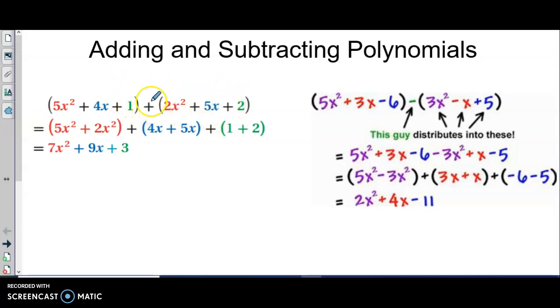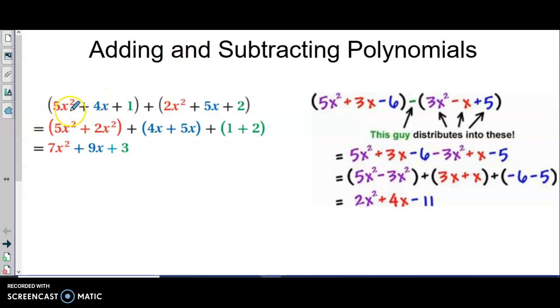Now, if you want to add them, really what you're doing is you're taking this plus sign and you're distributing it to each of the numbers in the second parentheses. But a plus sign does not change anything. 2x is still a positive 2x, 5x is still a positive 5x, and 2 is still a positive 2. And if they were negative, they would still be negative. The plus doesn't change anything.